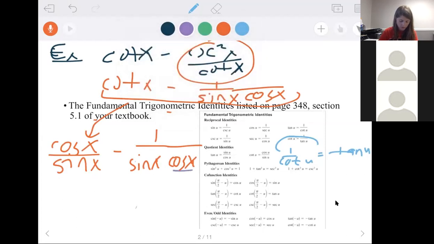And in order to get a common denominator, I would want to multiply the top and bottom of this one by cosine. So let's do that. It's a little messy here. But if I do that, now the top is going to be cosine squared, and the bottom of our left-hand piece and our right-hand piece is going to be sine x cosine x. So I'm going to go ahead and write that with one denominator.